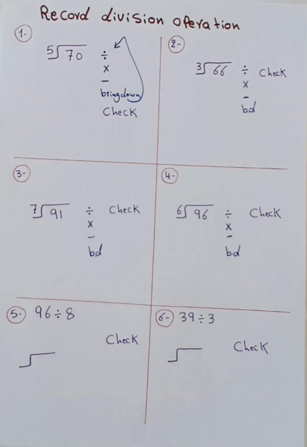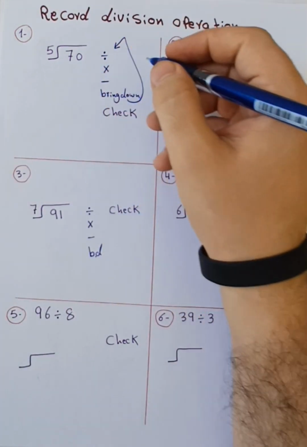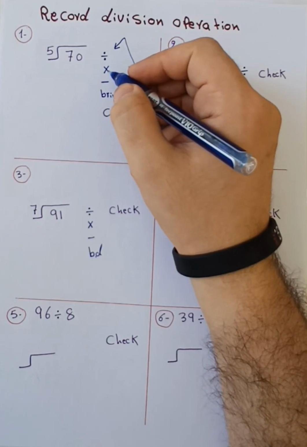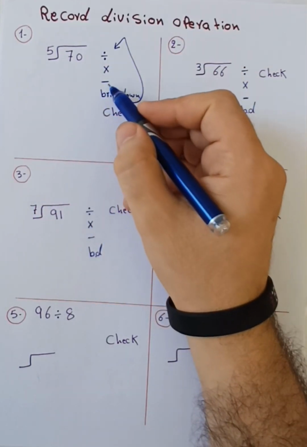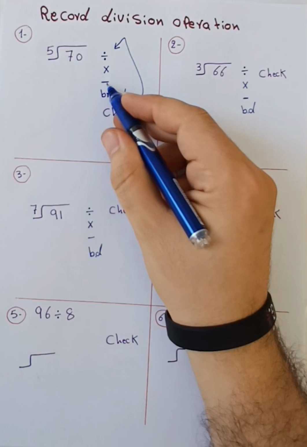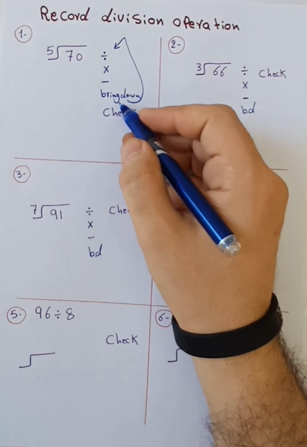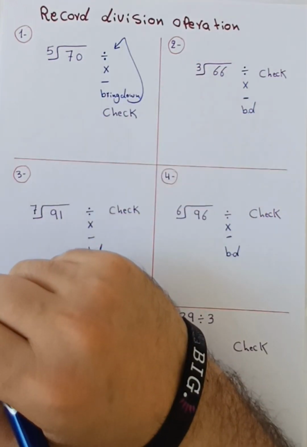In long division, we have 4 main steps. The first step is divide. After divide, you have multiply, and after multiply, you have subtract, and then after subtract, you have bring down. After bring down, you have to go back to the first step, divide.